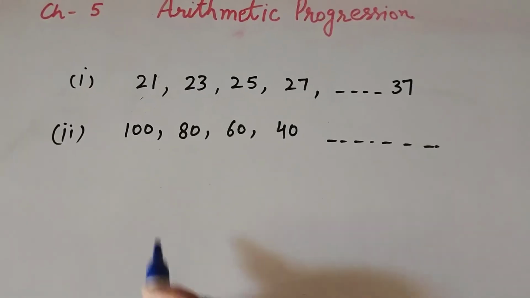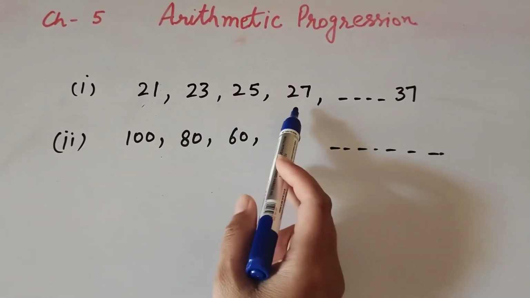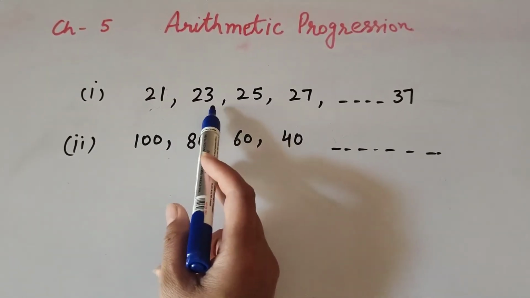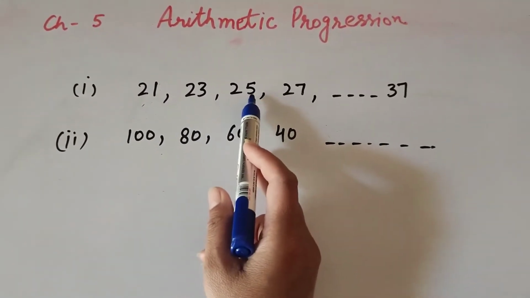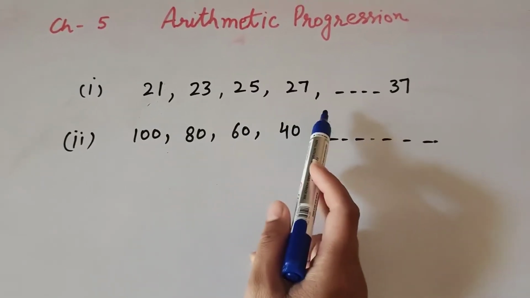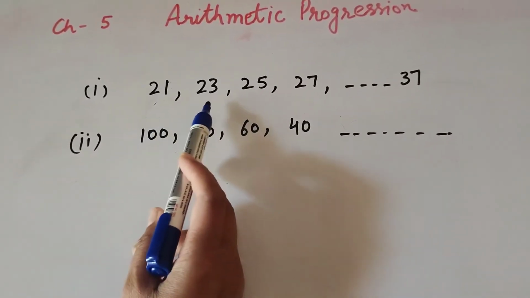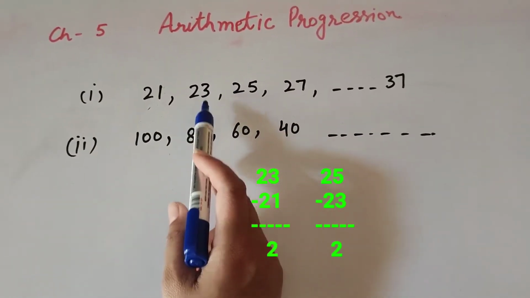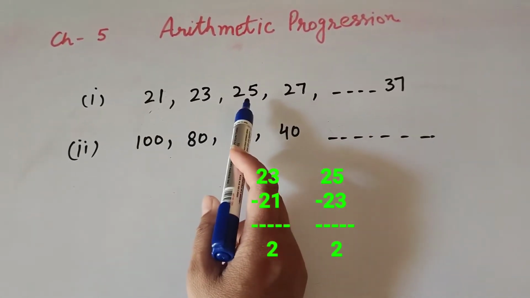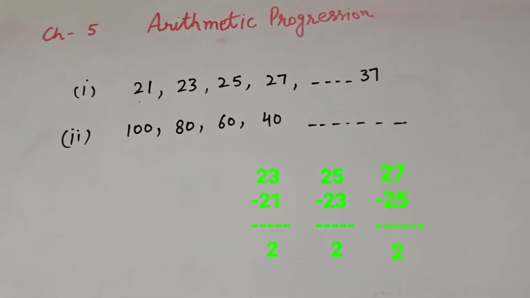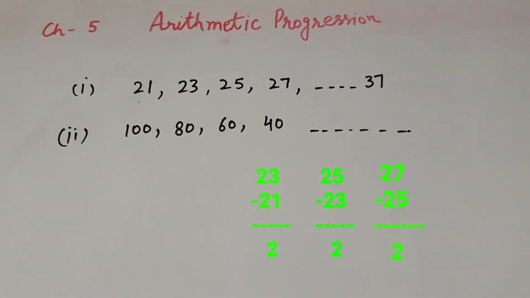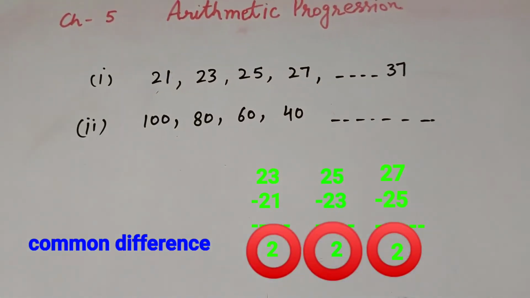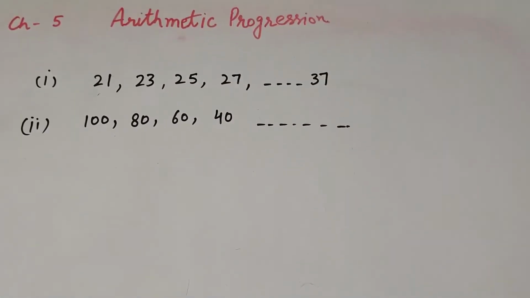In these two arithmetic progressions, there is 21, 23, 25, 27 and so on. We add 2 to 21, we get 23, add 2 to 23, we get 25, and again add 2 to 25, we get 27 and so on. So each time the number we add is 2. If we subtract these numbers, 23 minus 21 we get 2, 25 minus 23 we get 2, 27 minus 25 we get 2. So each time we get the difference of 2. It is common between the terms of the arithmetic progression, so this is known as the common difference.